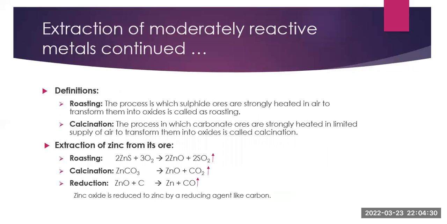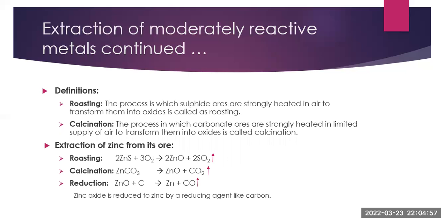So here are some of the important definitions. Roasting, the process in which sulfide ores are strongly heated in air to transform them into oxides, is called roasting. Calcination, the process in which carbonate ores are strongly heated in limited supply of air to transform them into oxides, is called calcination.